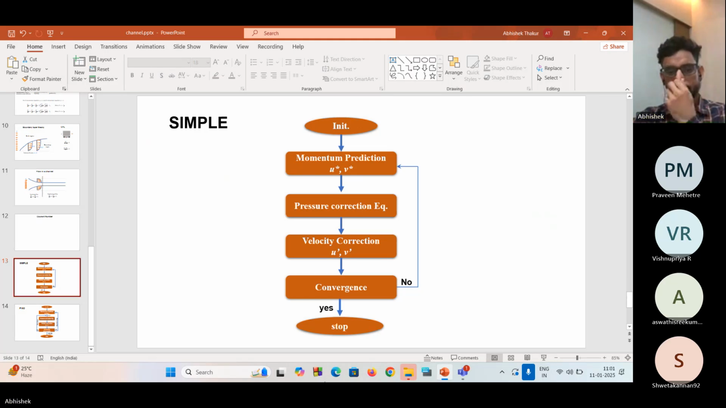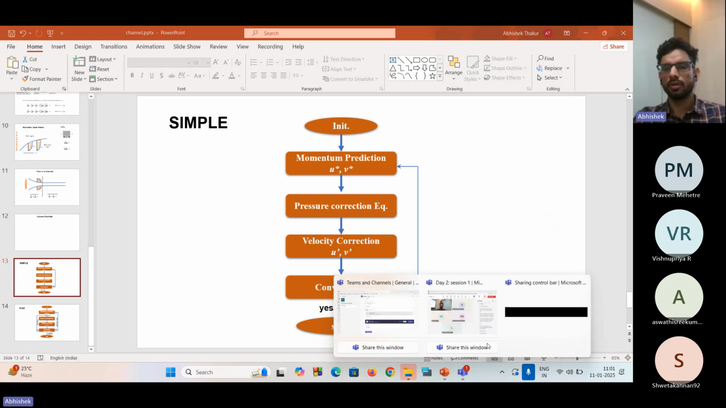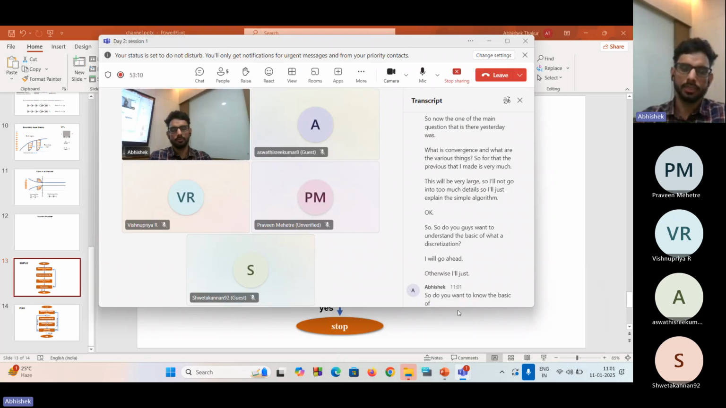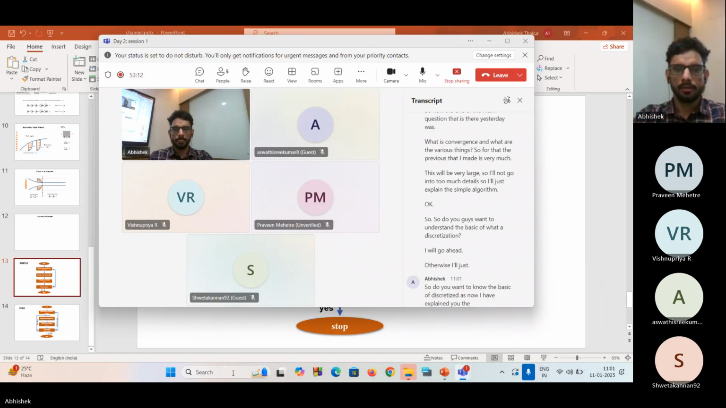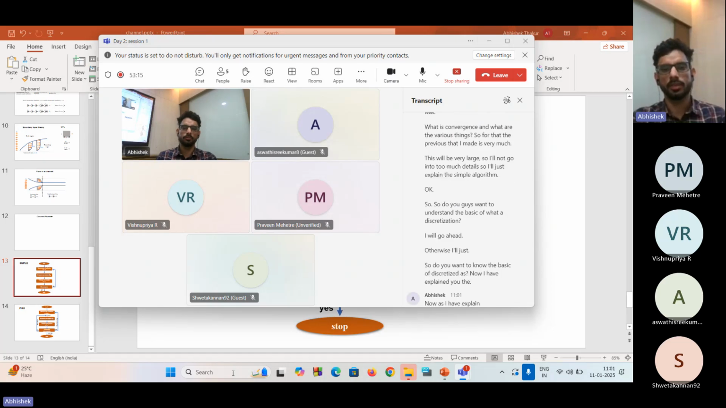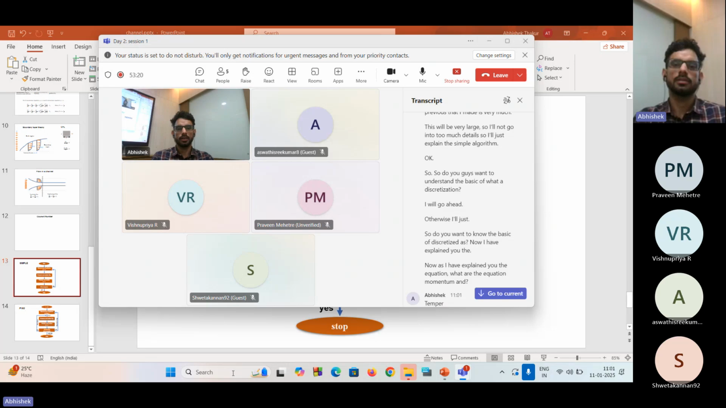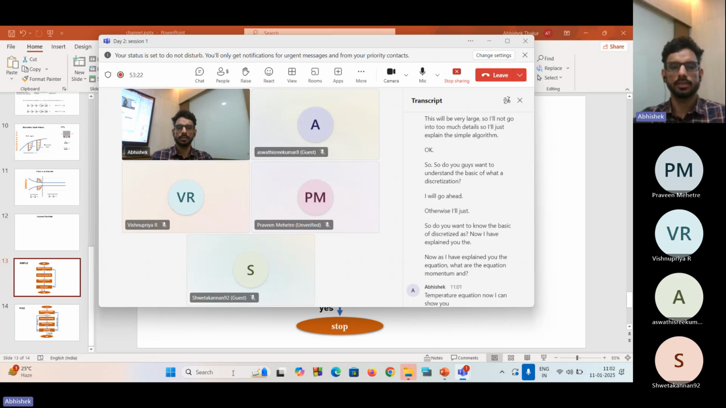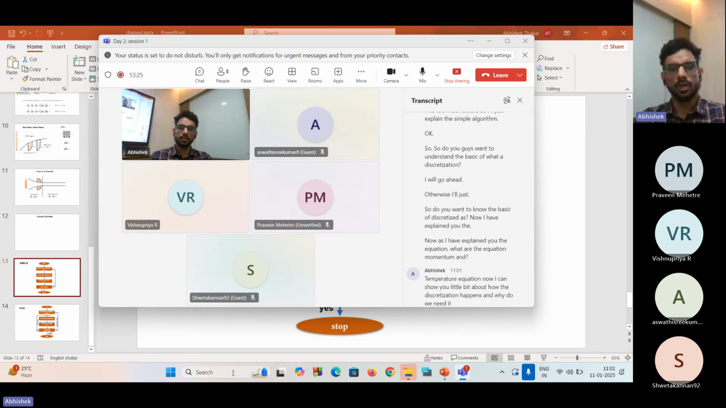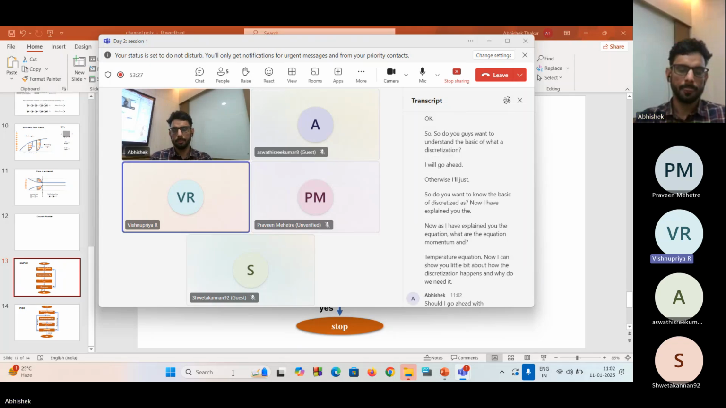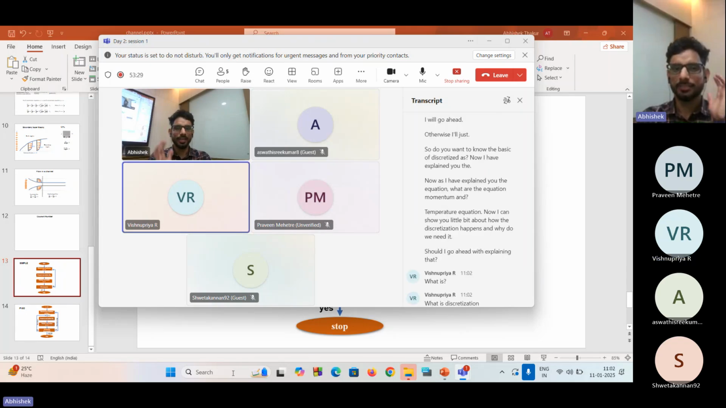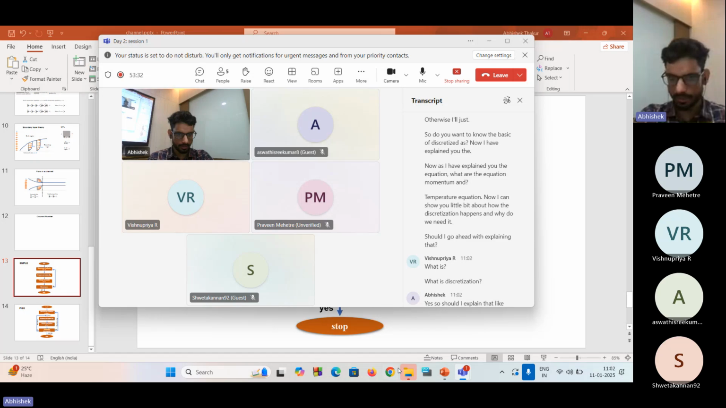Do you want to understand the basics of discretization? Now, as I've explained the equations, the momentum and temperature equations, I can show you a little bit about how the discretization happens and why we need it. Should I go ahead with explaining that? What is discretization? Should I explain that?